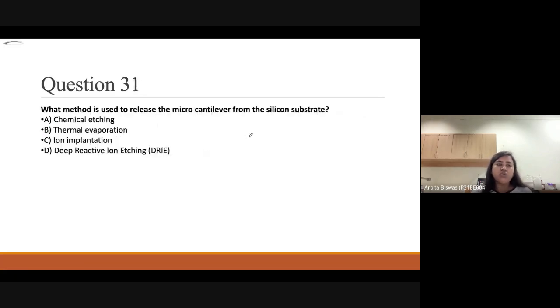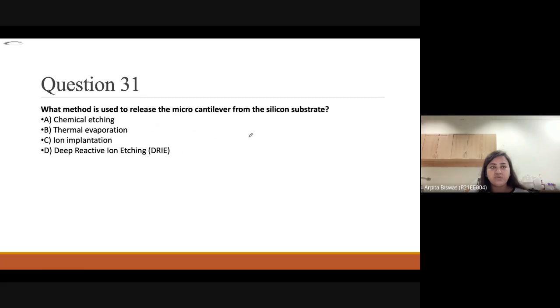Okay. So next, move toward the question number 31. What method is used to release the micro cantilever from the silicon substrate? First option is the chemical etching. The second option is the thermal evaporation. And the third option is the ion implantation. And the fourth option is the deep reactive ion etching, DRIE. So find out the right answer.